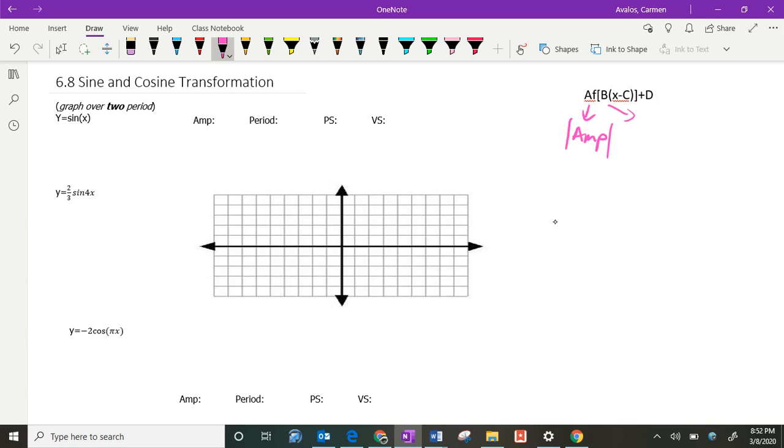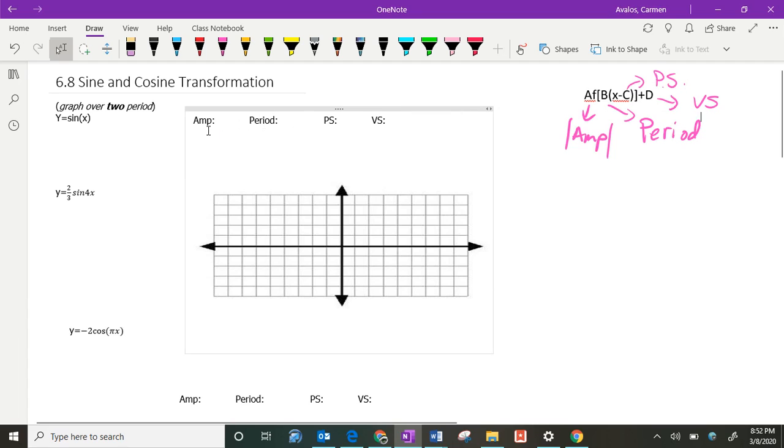B is still going to be the horizontal stretch and shrink, but that's how we find the period. It gives us information about the period, and usually for a standard parent function, it's 2 pi. And then C is what we call the phase shift. That is still shifting it left and right like we did before. And then D is the vertical shift up and down, not the vertical stretch and shrink. They're still the same thing as what we did first semester. It didn't change. But now we're just going to call them something different.